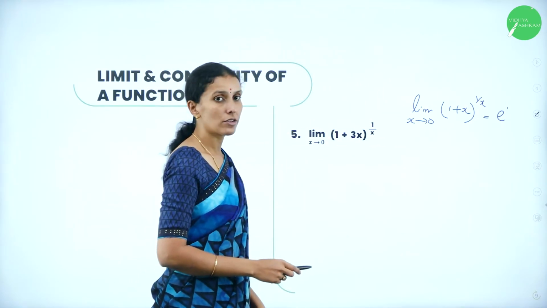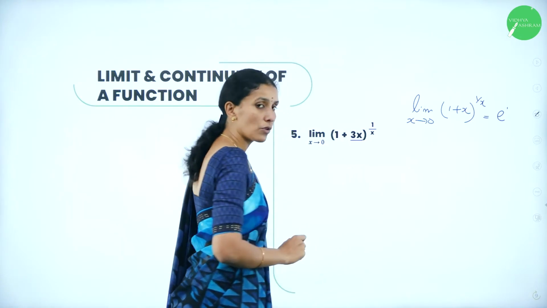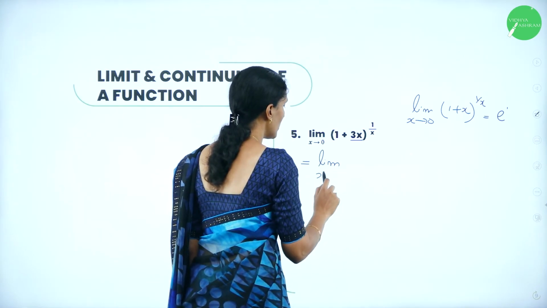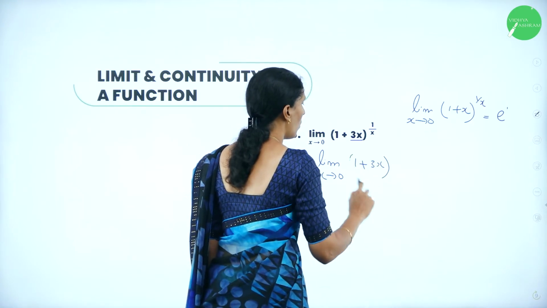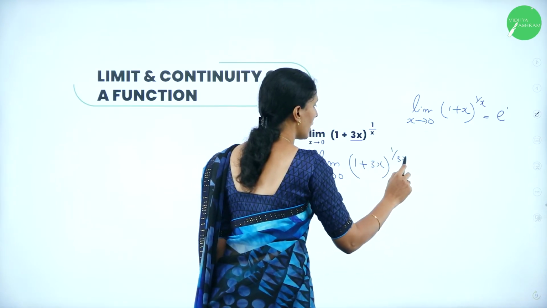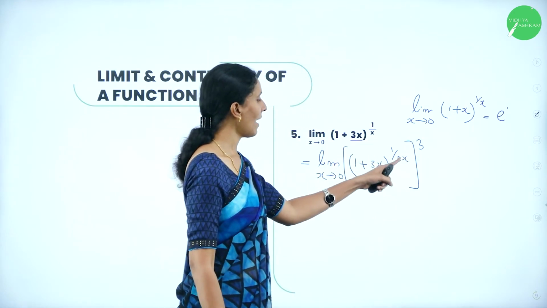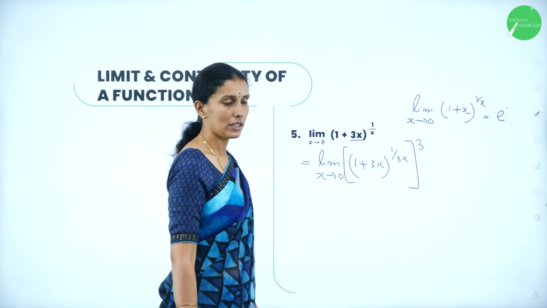Now, if we apply the result for this, here I have 3x. So, here I should need 3x. I will multiply with 3 and divide by 3. So, limit as x tends to 0, 1 plus 3x whole to the power 1 by 3x, whole cube. Whole cube I will write, because I have x here, I have multiplied with 3 and divided by 3.